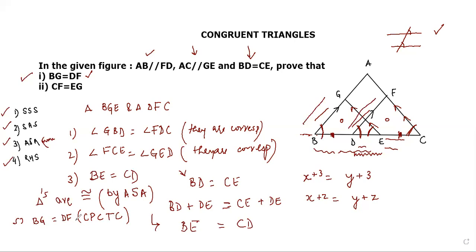So why is BG equal to DF? Because now the triangles are congruent. So every congruent part of the congruent triangles will be congruent. So BG is equal to DF. And similarly, the second one which says CF is equal to EG, where is CF? CF is this one, EG is this one. So you can clearly write that CF is equal to EG. Again, what is the reason? CPCTC. Congruent parts of the congruent triangles are congruent.